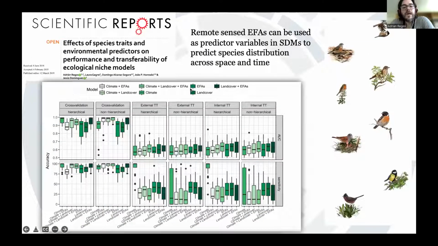So we have been testing the ability of these ecosystem functional attributes in SDMs to see the accuracy of the models and also the transferability, so the ability of the model to be extrapolated in space and time. Here we model different species using only climate variables, EFAs, land cover variables, or the combination of these different types of predictors. What we found is that the incorporation of this information in ecological niche models helps us to improve the model performance and also the transferability.